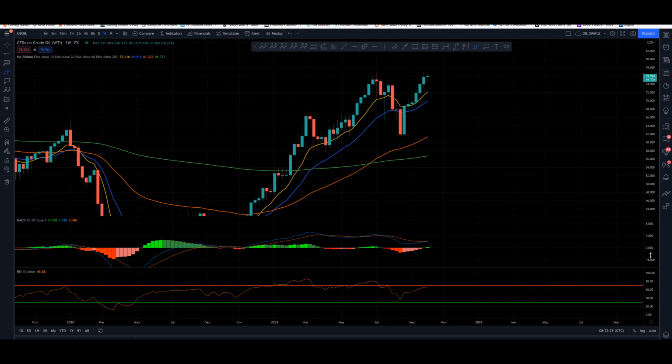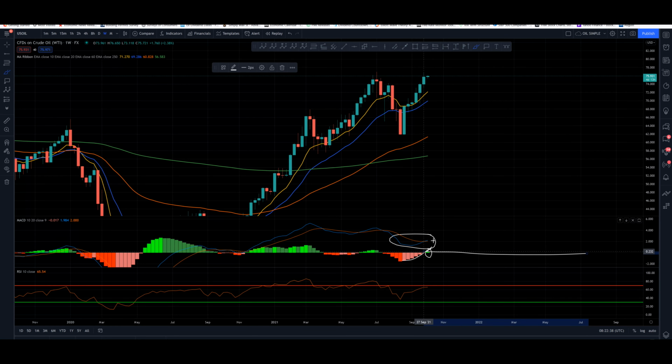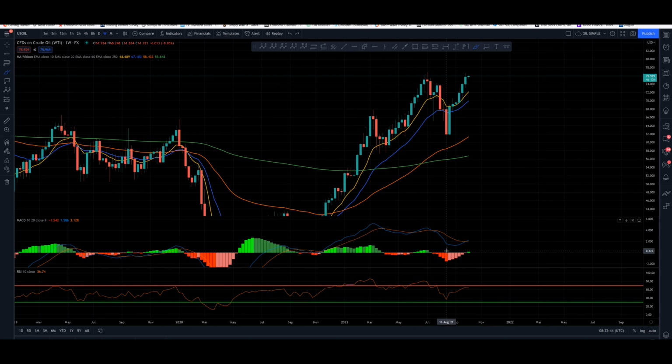We've got a cross of the average over the signal here. Just a green bar appearing on the histogram. A return to bullish momentum conditions here. The averages and the signal still well above the zero bound in positive territory, looking to gain strength over the coming weeks as this rally develops. And then the RSI is out of neutral territory, back above the 60, not quite overbought yet.